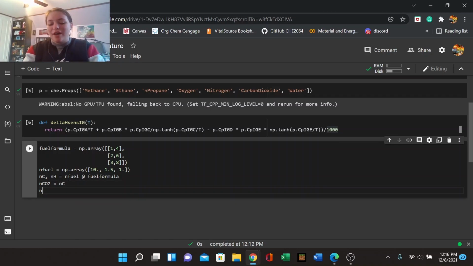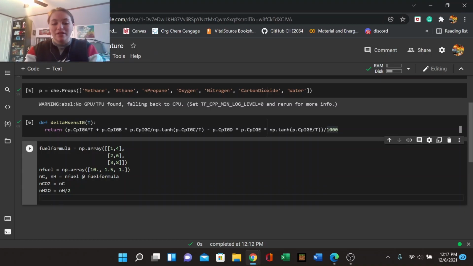Okay, and so now we can do our moles of H2O. That is going to be equal to our moles of hydrogens divided by 2, because we have all of our hydrogens in an H2O. There's already a 2 there. We know that we multiply by 2 based on the balancing of the equation. So that's moles of hydrogens divided by 2 to get moles of H2O. And then our moles of O2 is going to be equal to our moles of carbons plus our moles of H2O divided by 2.